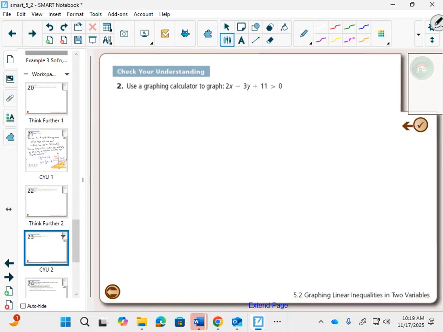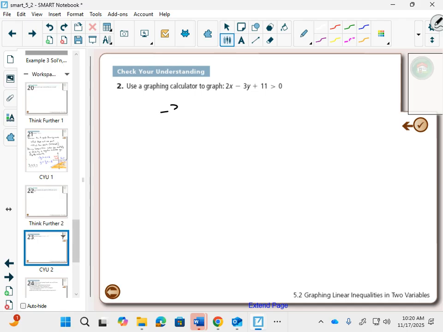Example 2 says to use a graphing calculator, or you could use Desmos. You can put these signs into a graphing calculator as well. But what we're going to do is still graph this one by hand, and I want to show you some strategies of what to do when the y-intercepts are not necessarily nice.